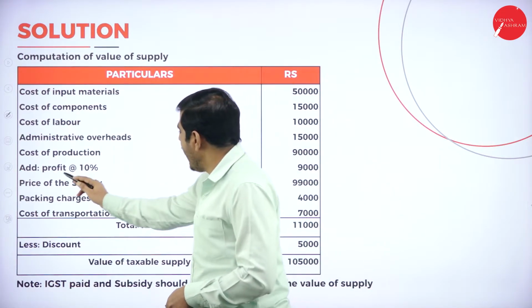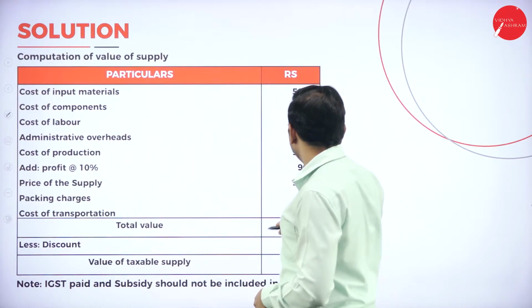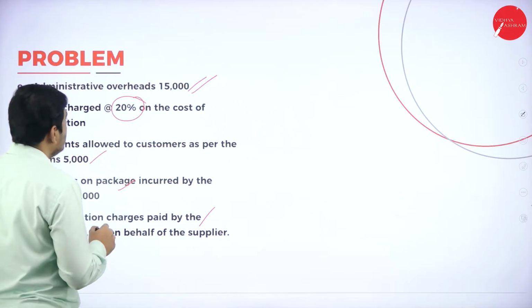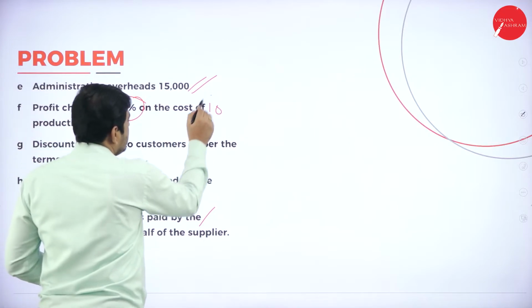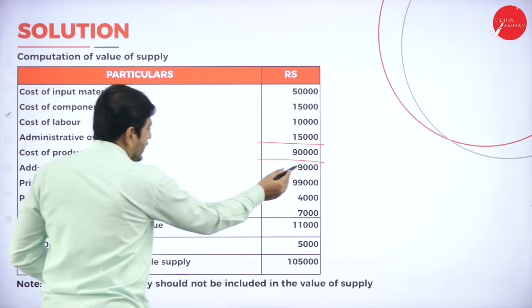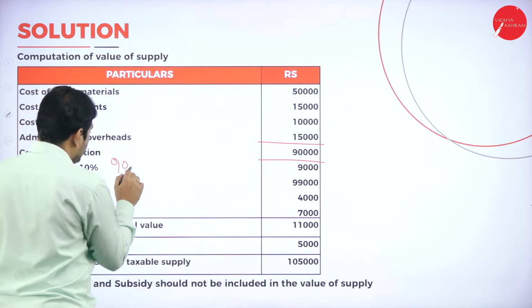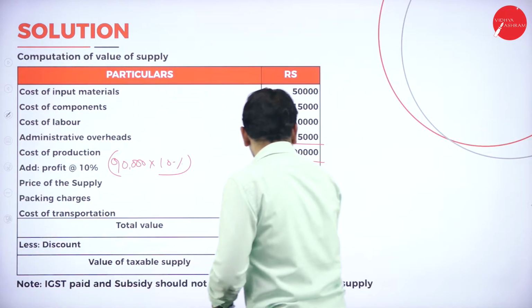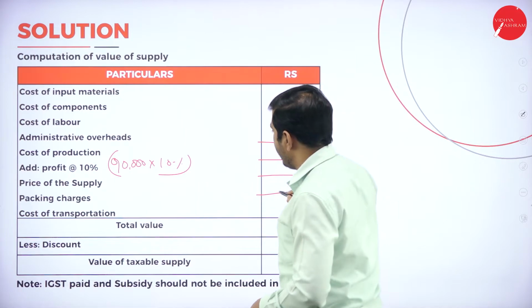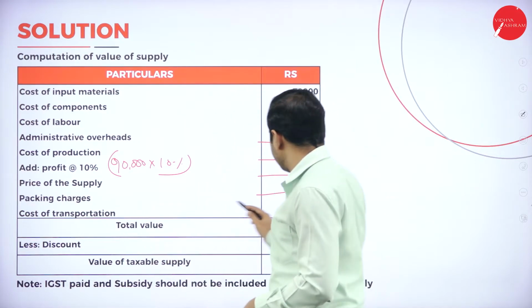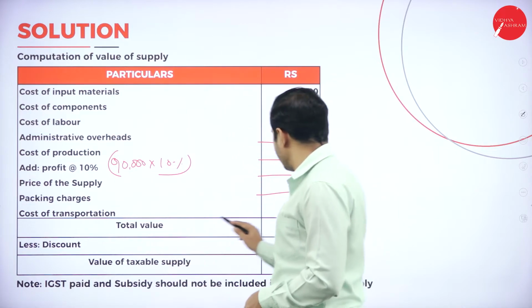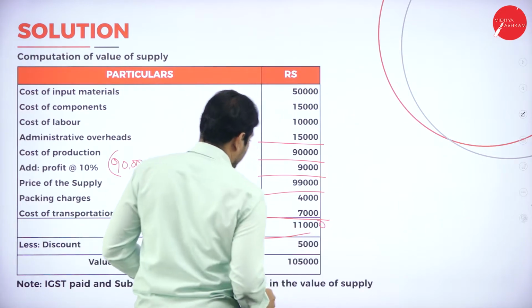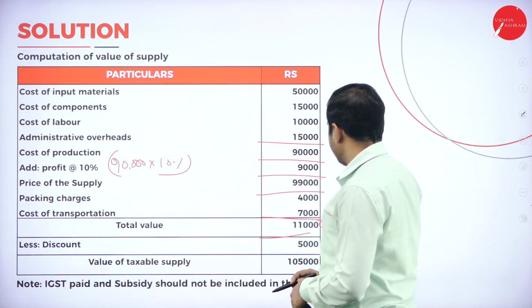Next point, add profit 10%. Now add all this, and we'll get the cost of production. On cost of production, we should calculate the 10%. This is 10%, not 20%. So the profit is 10%. That means 90,000 into 10% is 9,000. Add the profit, so it becomes 99,000, the price of the product. Next one, add the packing charges 4,000. Cost of transportation 7,000. So the total value of the supply is 1,10,000.